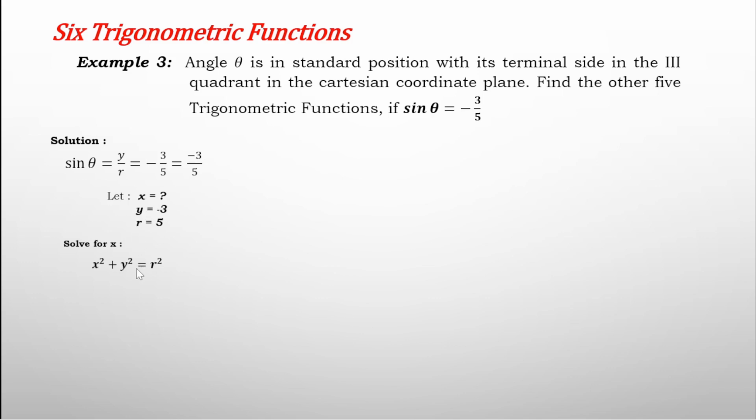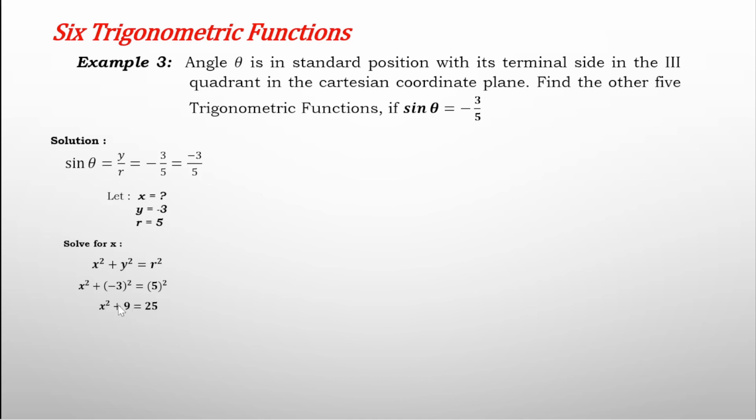Using the Pythagorean theorem, we have x squared plus y squared is equal to r squared. So substituting the value for the y, which is negative 3, and the value for the r, which is equal to 5, the equation now becomes x squared plus negative 3 squared is equal to 5 squared. Simplifying further, we have x squared plus 9 is equal to 25.